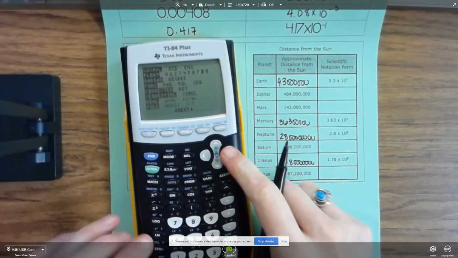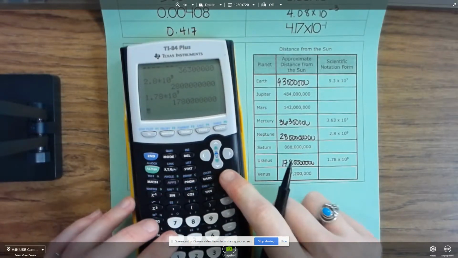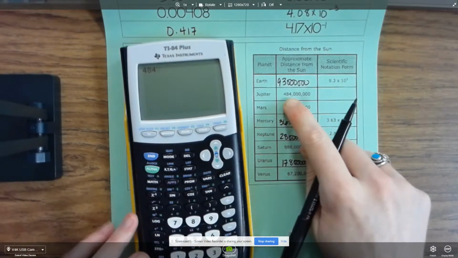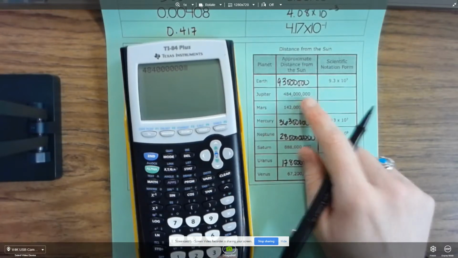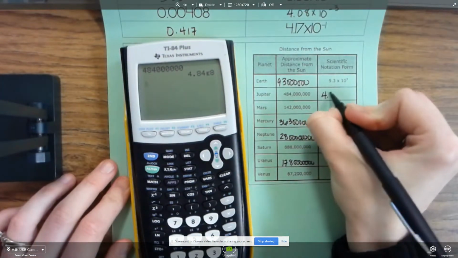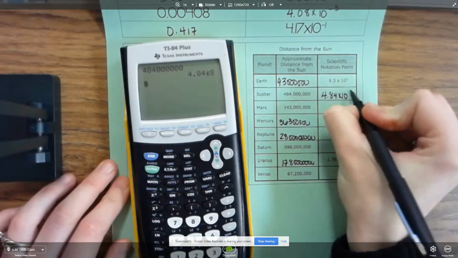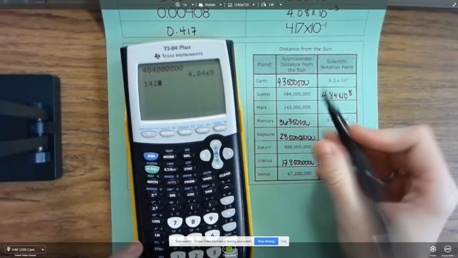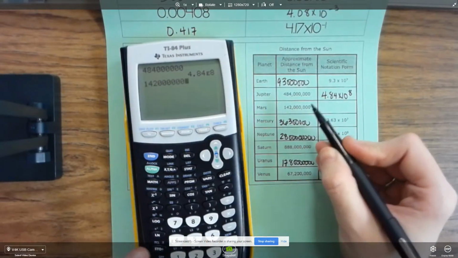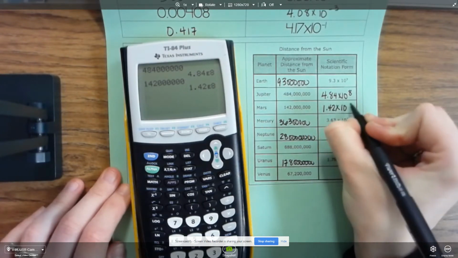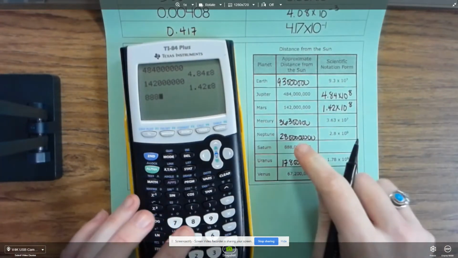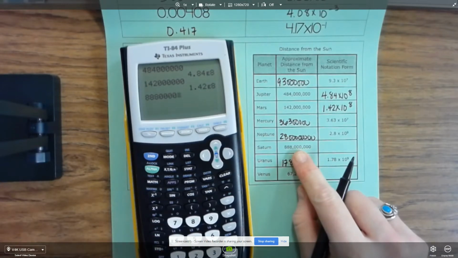All right, so now we've got to switch back to scientific notation. So our first number is 484. Right number of zeros. 1, 2, 3, 1, 2, 3. And then again, 1, 2, 3, 1, 2, 3.